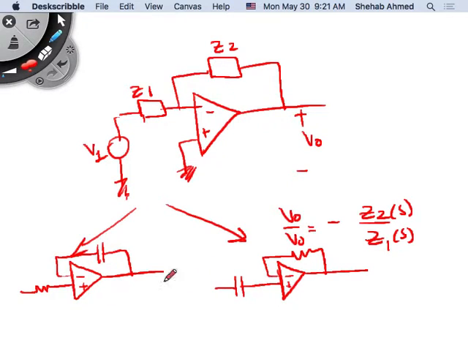right? So both cases. So here, Z2 is 1 over SC. Here, Z1 is this R. Here, Z2 is R. Here, Z2 is 1 over SC. Right? So the derivations are exactly the same. But these are the derivations in the frequency domain, right? This gives us a transfer function, which is the frequency domain representation of the differentiator and integrator, right?